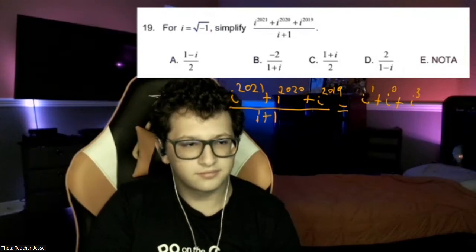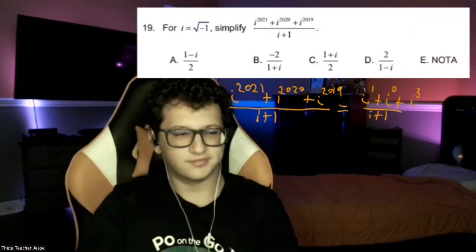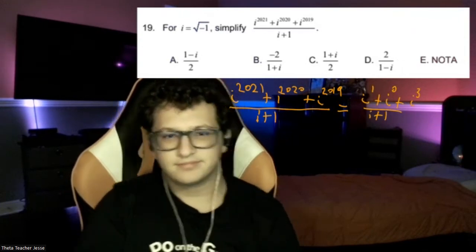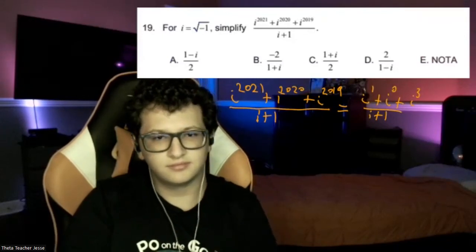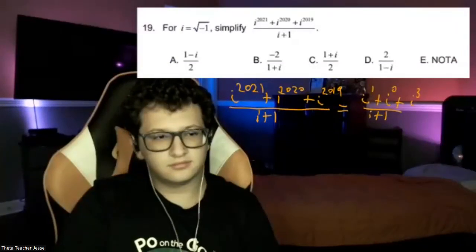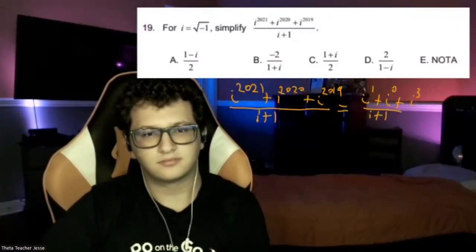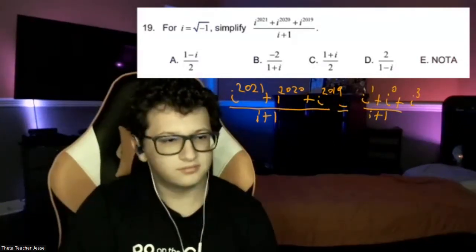And if you're forgetting why I was able to do that, it's in the handout, and you can review that in a bit. It's basically just because these values cycle. So I'm just going to rewrite the numerator first. So we have i plus 1 plus i cubed.